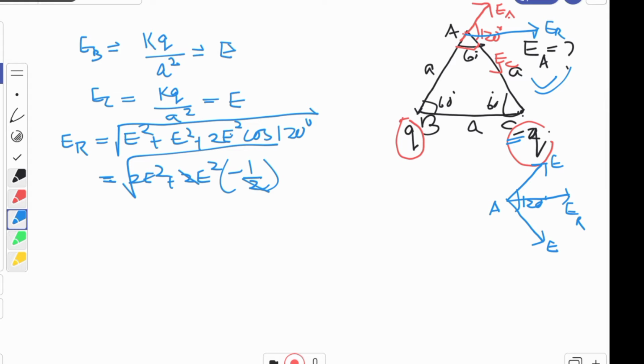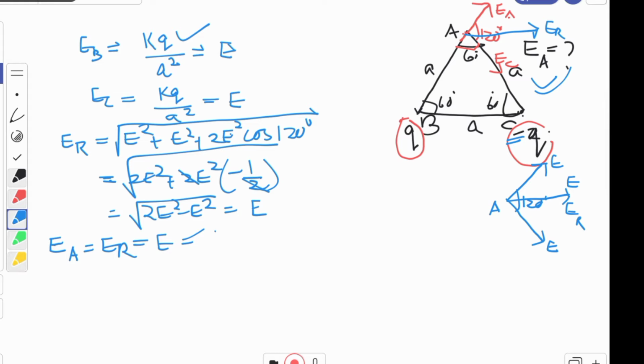So how much is it? It will be 2E square minus E square. So this is nothing but E. So your resultant is now E. This is E. So that means the net electric field at point A is E only. What is E? This is KQ by S square.